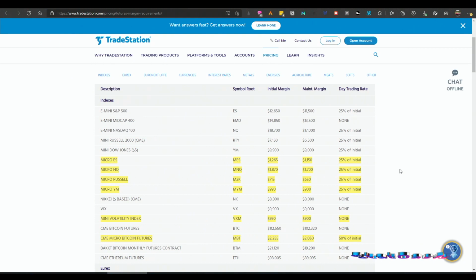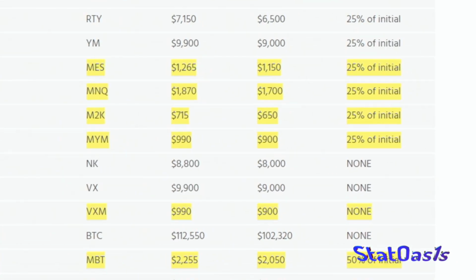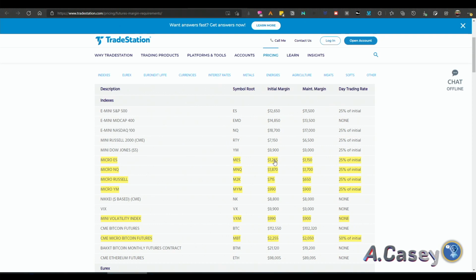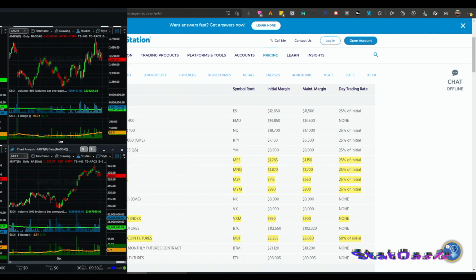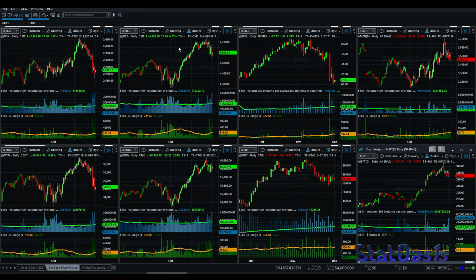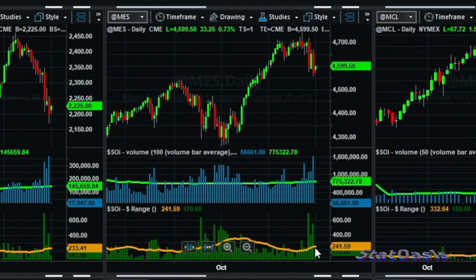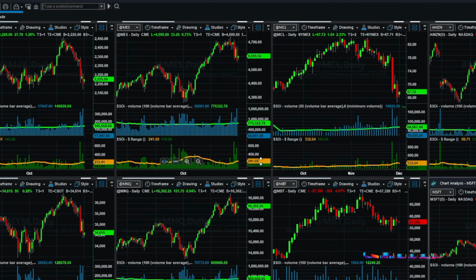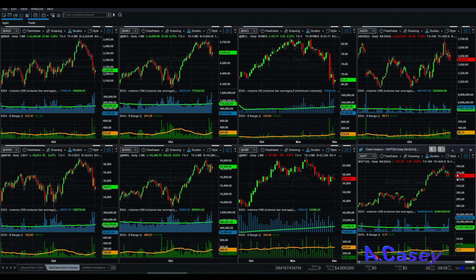So here is why I'm showing you this. Look at this. The requirement to trade one contract of the micro ES is $1,265. During the day, you need only 25% of this, so that's roughly $320, but we will use the full amount. So the full amount is $1,265. That means that to trade this contract, I need, let's say, $1,300, and with my $1,300 I have a range of 240. To apply this to stocks, let's look at Microsoft.